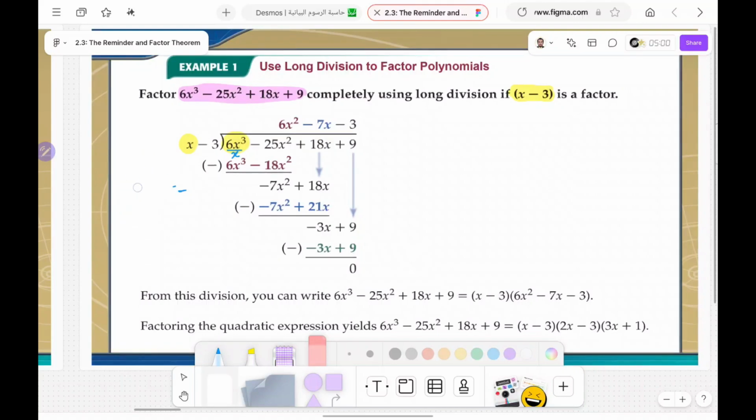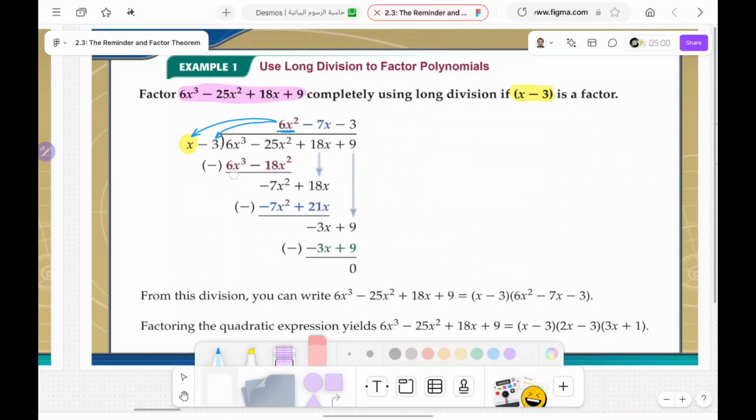Now, as you can see here, this is 6x to the power of 3. 6x to the power of 3 divided by 6, so this is 1. 3 minus 1 is equal to 2. So 6x to the power of 2. After I write the answer, I now have to multiply my answer like the distributive property. You know how to do the distributive property. 6 times x and 6 times 3. So 6 times x is equal to 6x cubed. Then 6x squared times negative 3 is negative 18x squared.